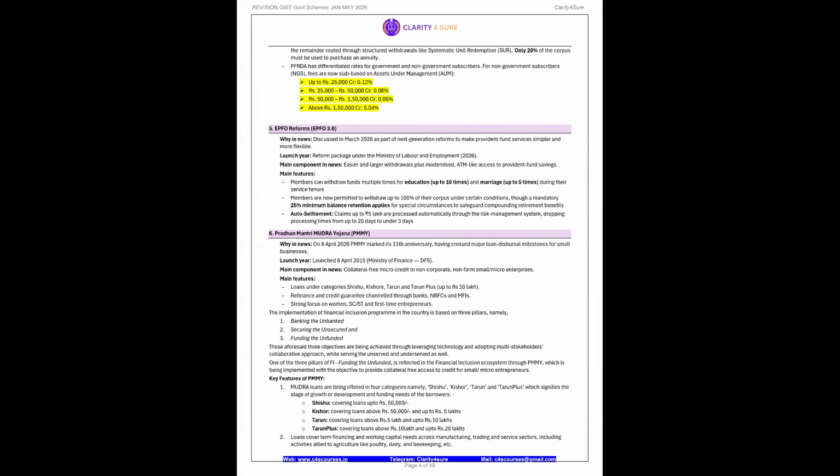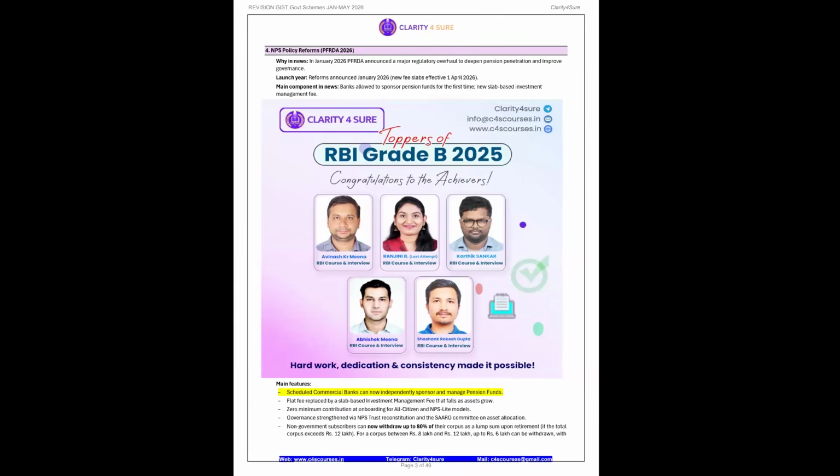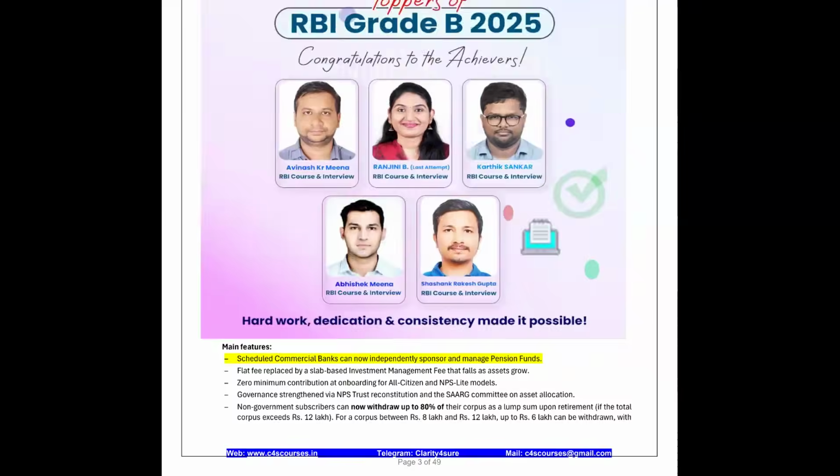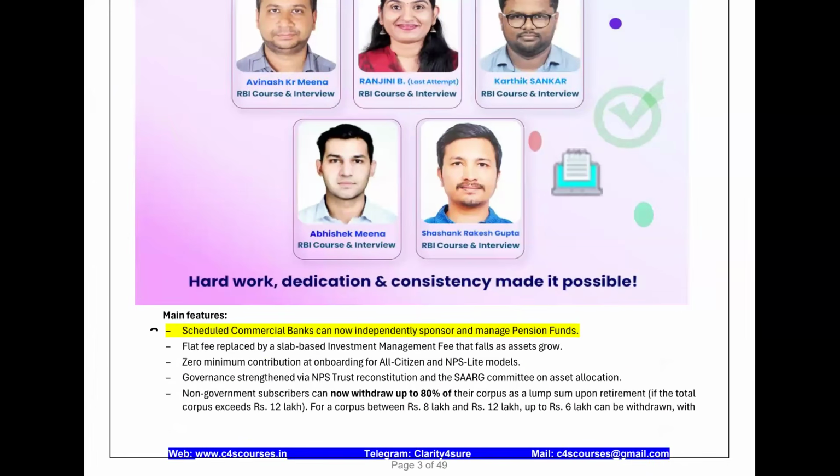Now, not that much important, but you should understand. Okay, look at this yellow point, please have a note of it: scheduled commercial banks can now independently sponsor. I said banks can sponsor, but which bank? The question can be framed on that, that is scheduled commercial bank. Is it clear? Scheduled commercial bank can now independently sponsor and manage pension fund. Rest all the points are not very important for your prelims paper, but this point can be important for your mains paper, not prelims. Is it clear? Right, we will be discussing the mains part again, don't worry about that.